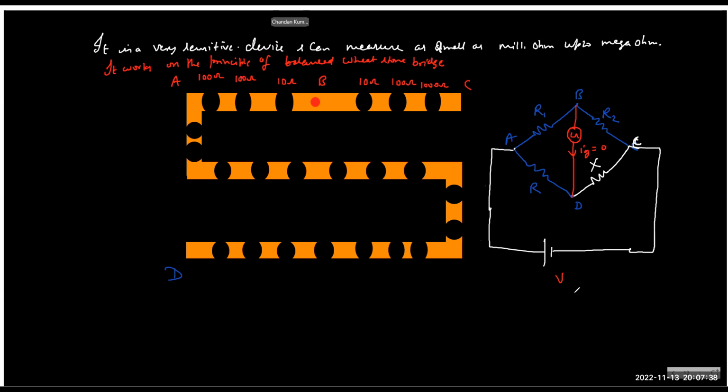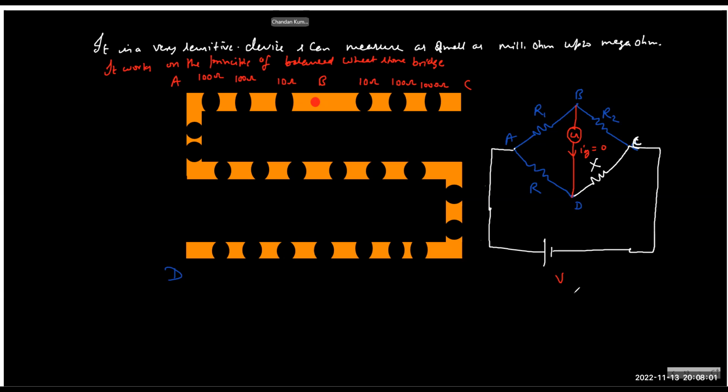Between which two points do we connect the power supply? The power supply is between A and C. And between which two points do you connect the galvanometer? B and D. You're done.